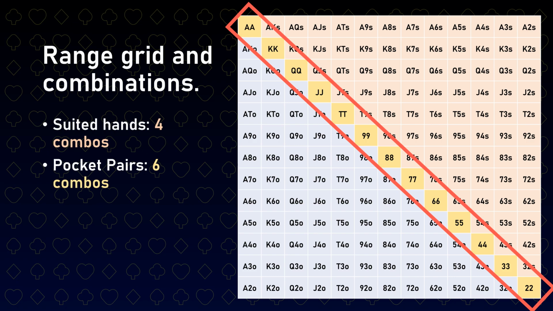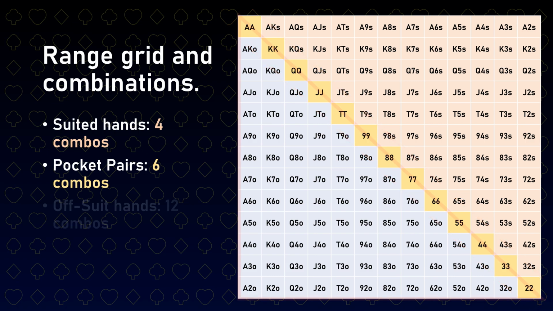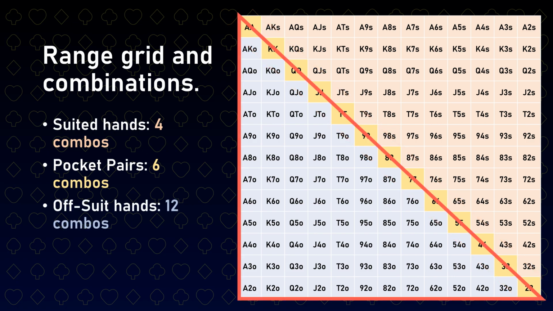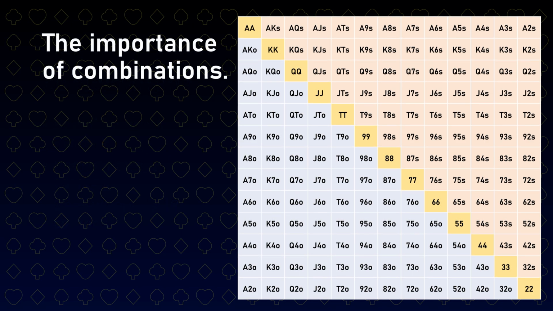These squares represent 6 unique combos each. Finally, all of the offsuit hands are in the bottom left portion of the table. These squares represent 12 unique combinations of starting hands. Now we know how combinations are categorized, we can start to discuss what the importance of combinations are.